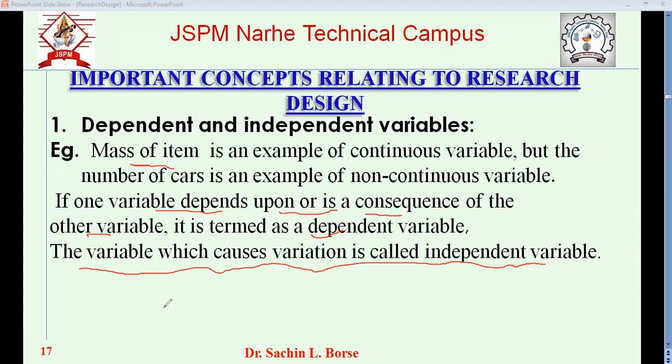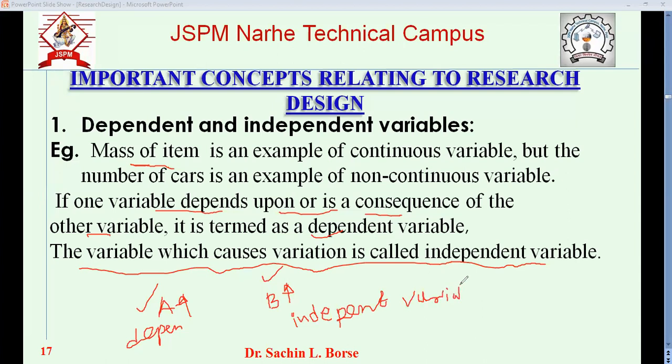Suppose there is a parameter A and there is a parameter B. If there is variation of B, which causes an effect on variable A, then A is a dependent variable and it depends on B. And B is called what? Independent variable, because as it varies, it causes the effect on the parameter A. Then it is called an independent variable.